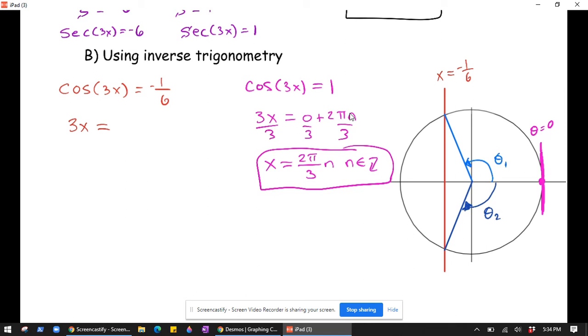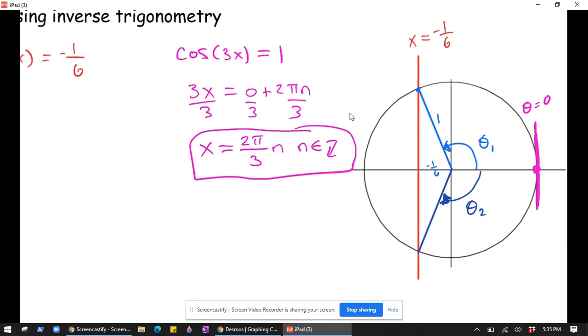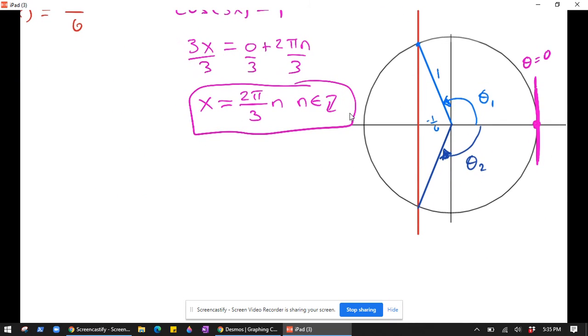So let's hone in on this here. If this is the x-coordinate of negative a sixth, that must mean that this side right here I can label negative a sixth, right? I'm in the unit circle, so the hypotenuse is 1. So if I want this angle theta 1, what you can do is use the inverse trig button on your calculator. Theta 1 is just going to be cosine inverse of negative a sixth.